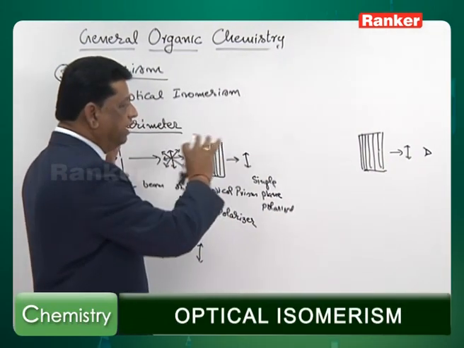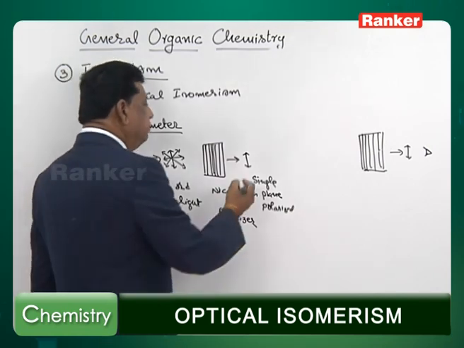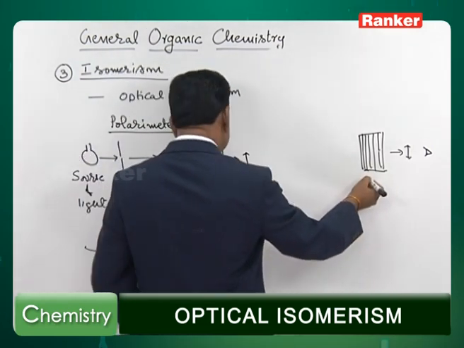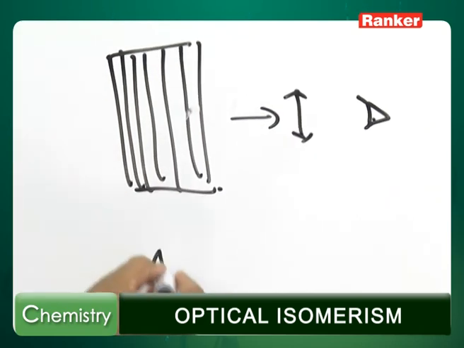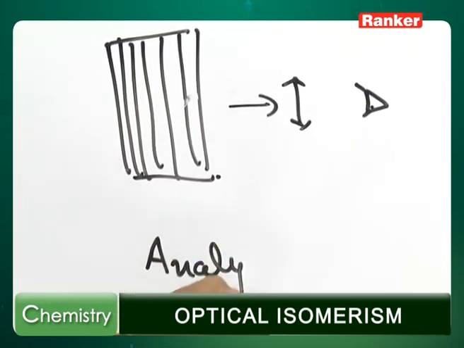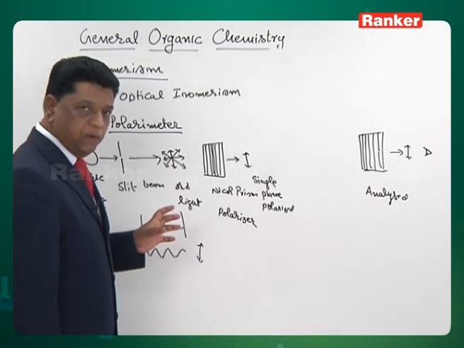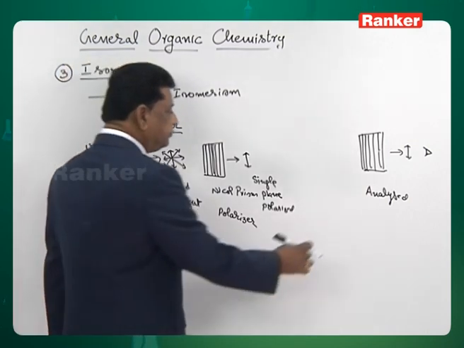So this is our first arrangement. And then what we do is, in between these two, there is another prism, this is also a Nicol prism, working to identify, therefore this is called the analyzer. So there are two Nicol prisms, one working as a polarizer, the other working as an analyzer.